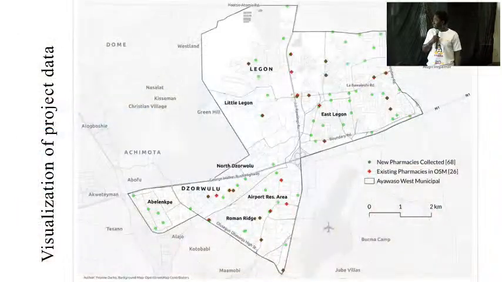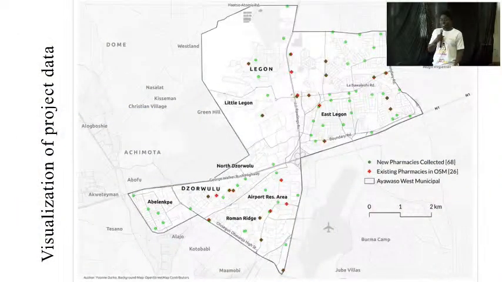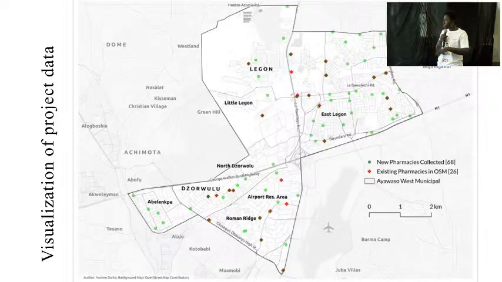At the end of my research work, I had about 21 of these maps showing the distribution of the pharmacies in Ayawaso West municipality. My job was that I had mapped the pharmacies. But then after this, I realized that we are lacking as a society.